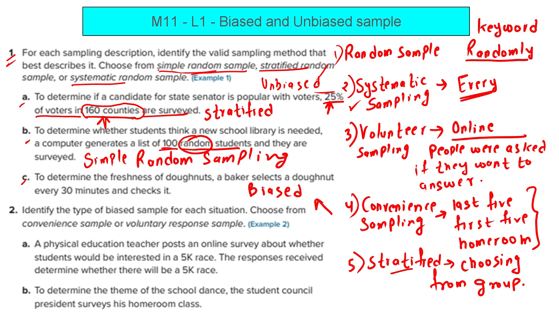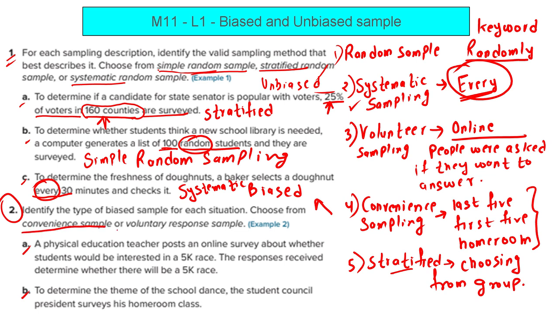Next, to determine the freshness of the donuts, a baker selects a donut every 30 minutes. Check the word every. Every means systematic. So this is systematic sampling.